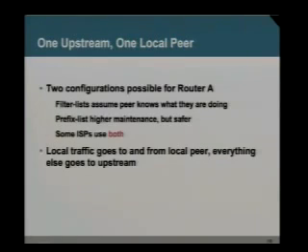Okay. As I was saying, 2 configurations are possible for router A. Filter list assumes the peer knows what they're doing. I mean, if the engineer at the peer is your best friend and you know him really well, or you grew up together at school or something, then fine, you can trust them.